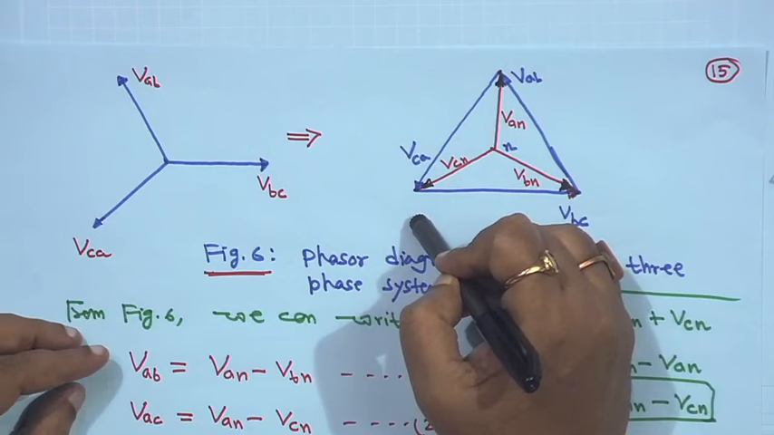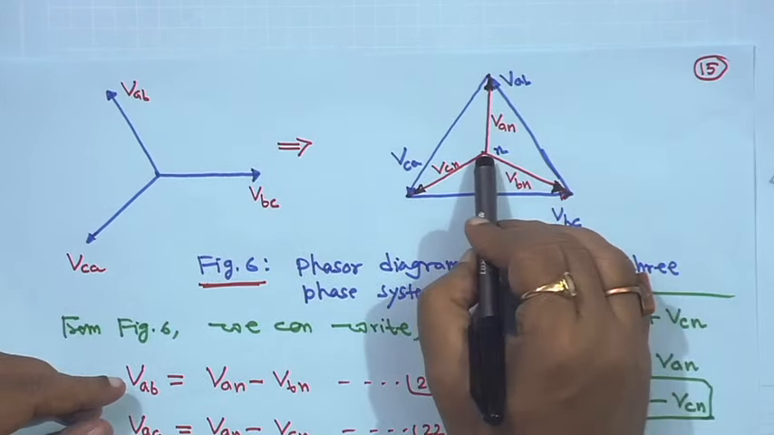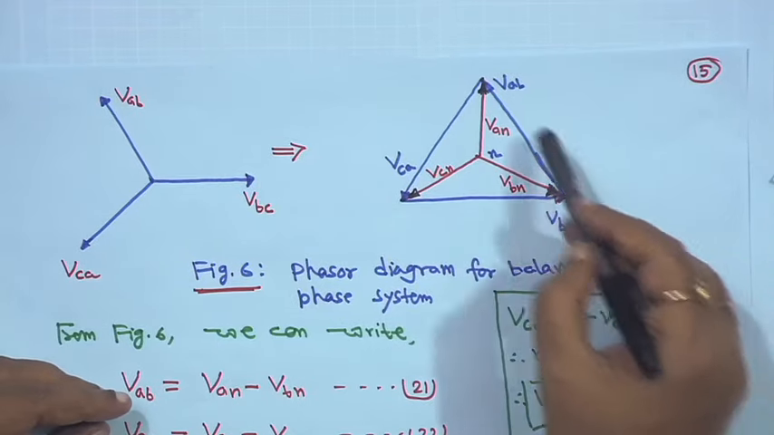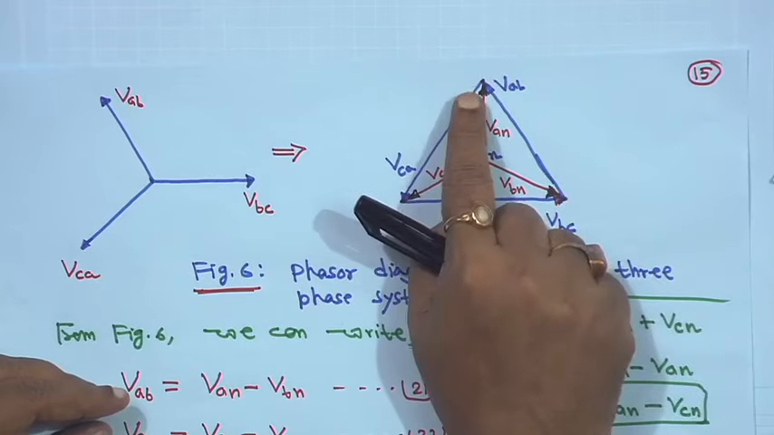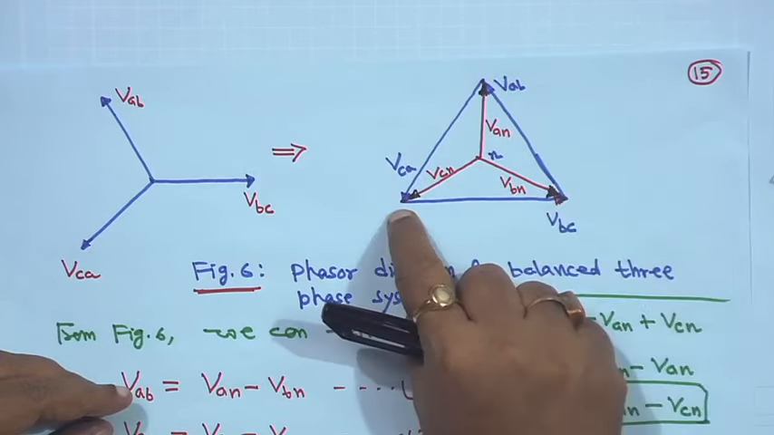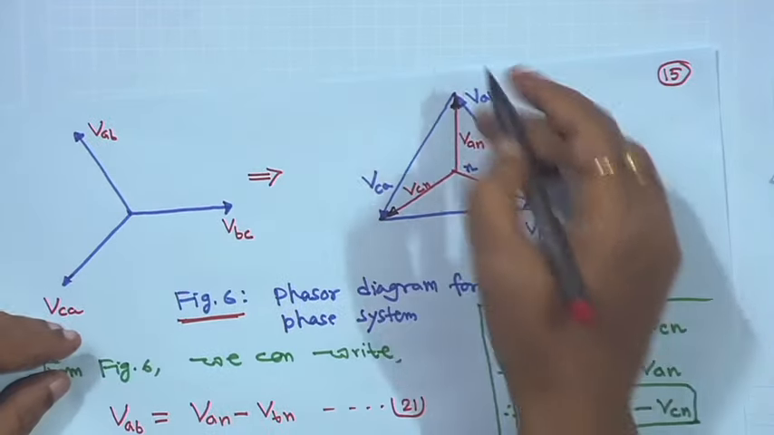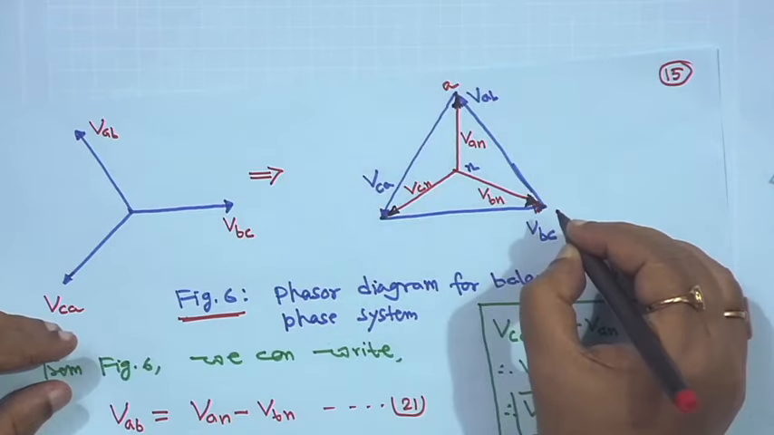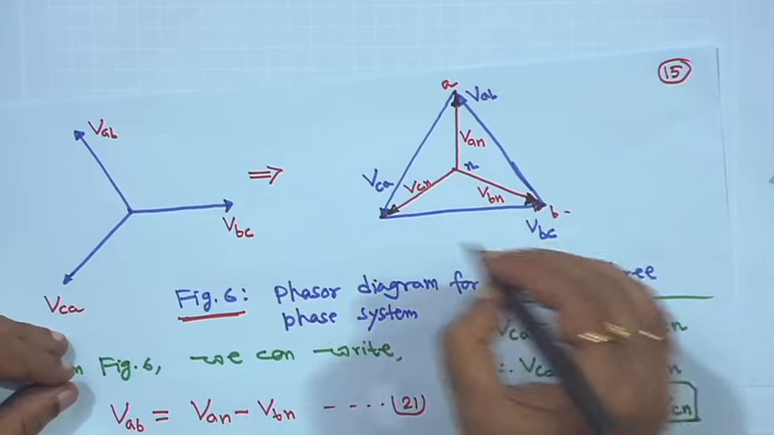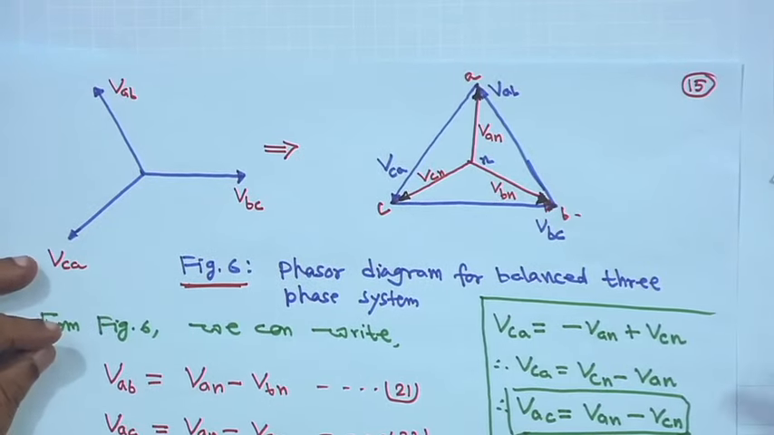This is a balanced system, not unbalanced, and the neutral will be here, right. So, if it is a neutral, then this tip will be A, this is VAB, this is VBC, so this tip will be B, and this is VCA, so this tip will be C. That means, for your understanding, this will be A, this is VBC, this is B, and this is VCA, this is C, right. And this is the neutral.